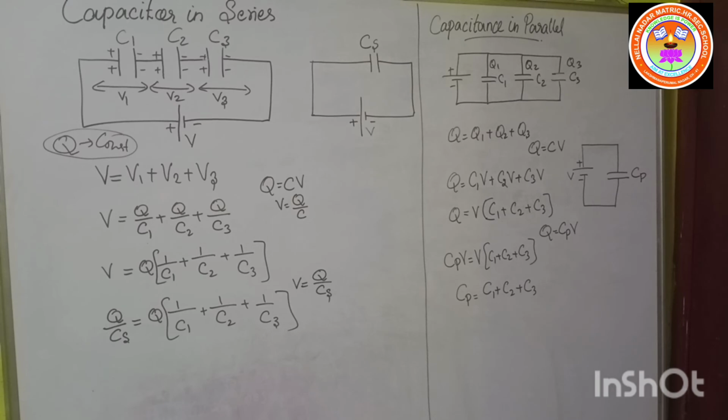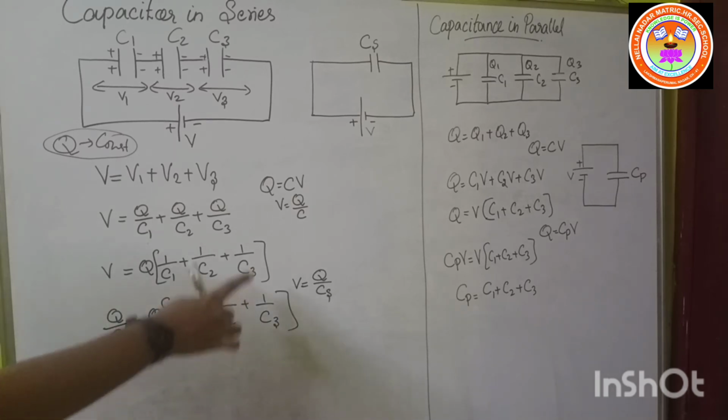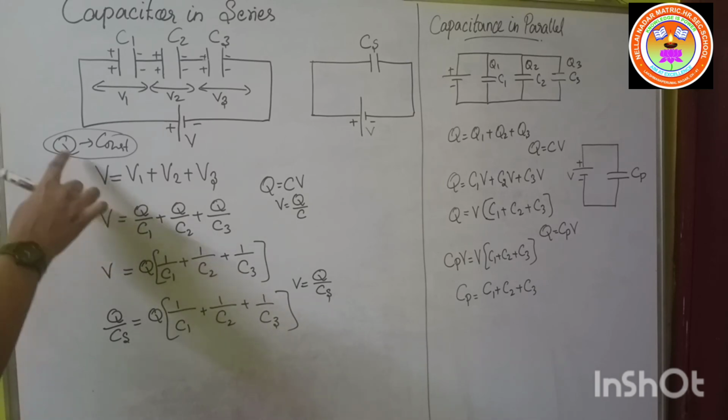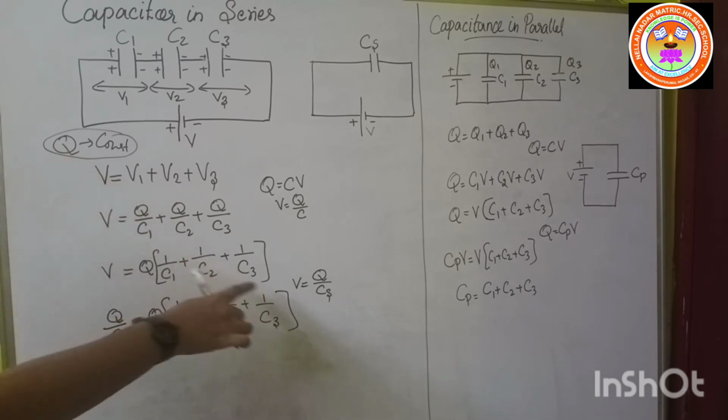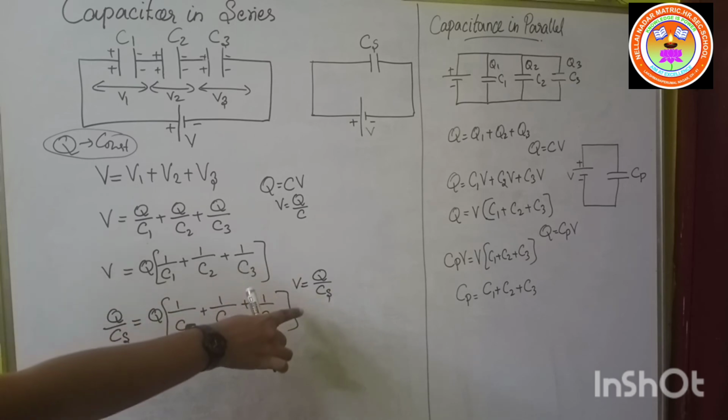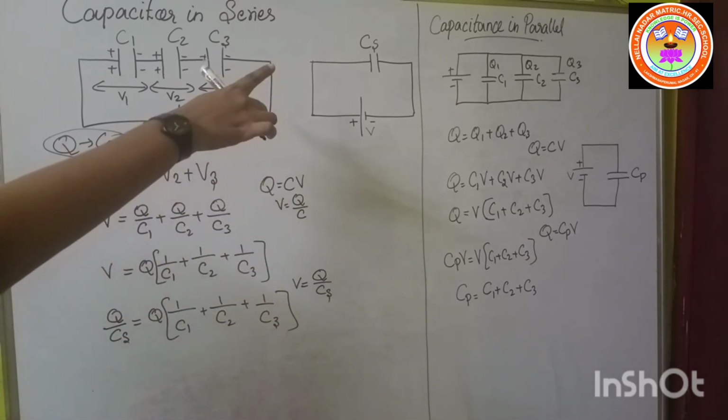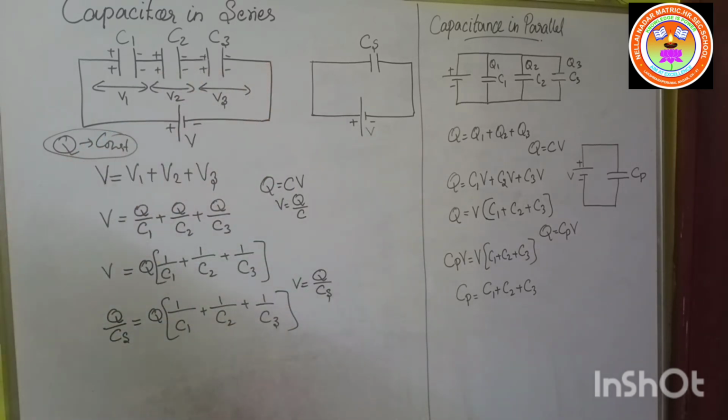Now listen. If the 3 capacitors are arranged in series, the effective or equivalent capacitance is denoted as CS. Here the total potential is V and the charge is Q, so we can write V is equal to Q by CS. CS is nothing but the equivalent capacitor. In the place of V, we write Q by CS. Now Q will be cancelled, and I will get the formula 1 by CS is equal to 1 by C1 plus 1 by C2 plus 1 by C3.